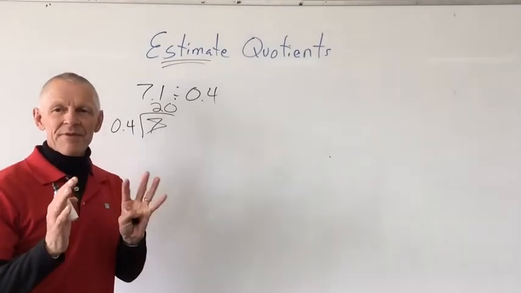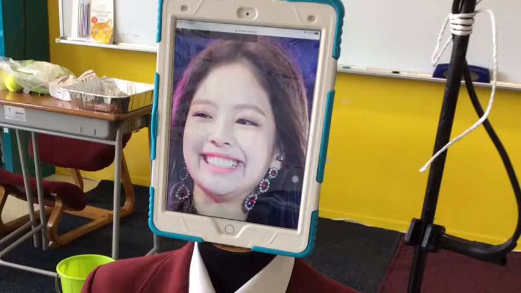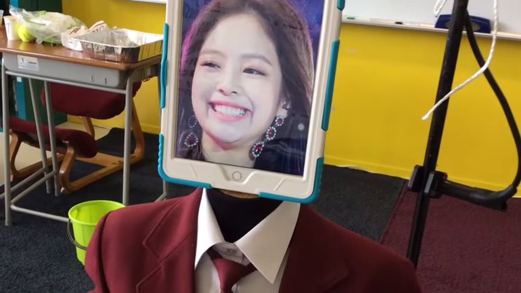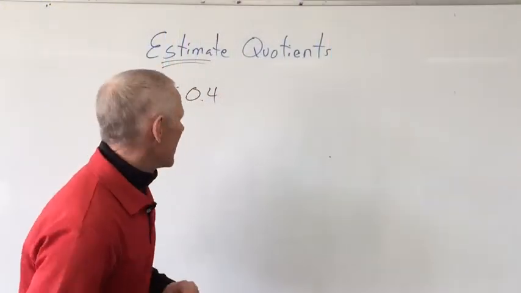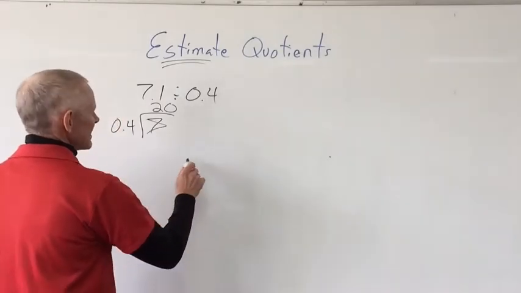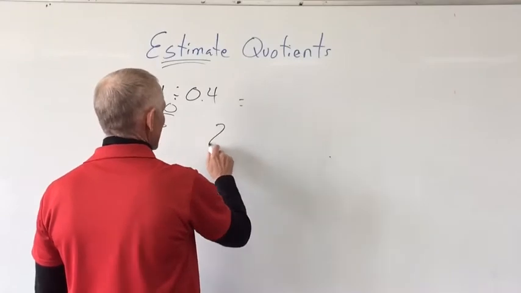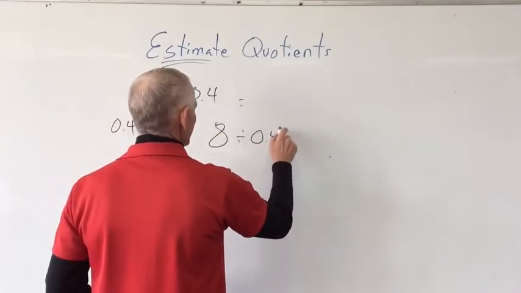But I can make this very easy for anybody. Get rid of the decimal. Yeah, get rid of them? How? Thanks, Jenny. This is how I get rid of the decimals. If I had 7.1, now I kind of like this. I'm going to think of this as 8 divided by 0.4.